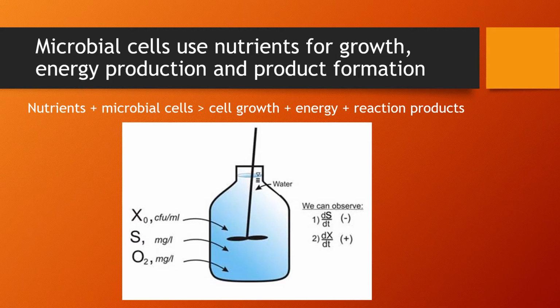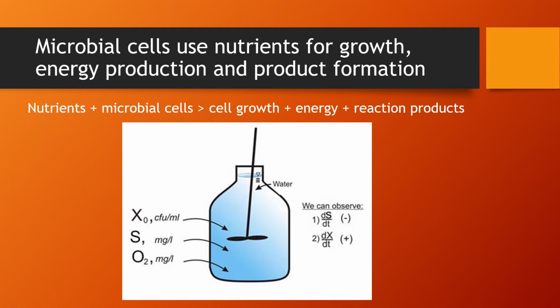So let's start. Microbial cells use nutrients for growth, energy production and product formation. Microbial cells require a proper nutrient medium, a proper source of carbon, nitrogen and energy to carry out their metabolism, energy production, product formation, and in general growth and cell division.